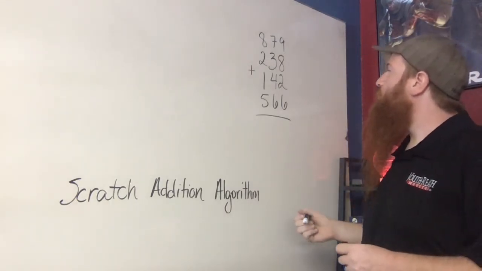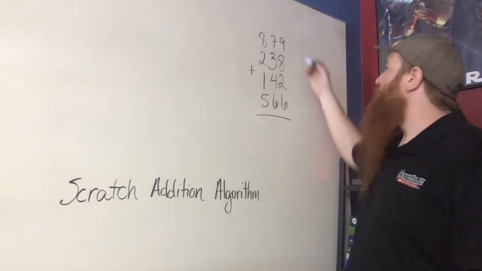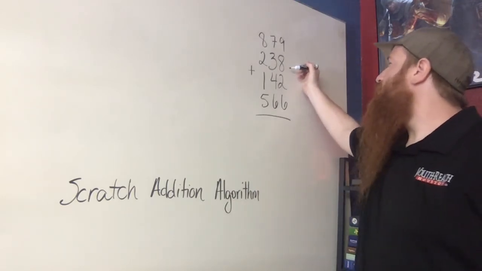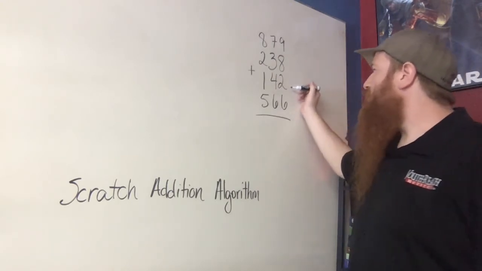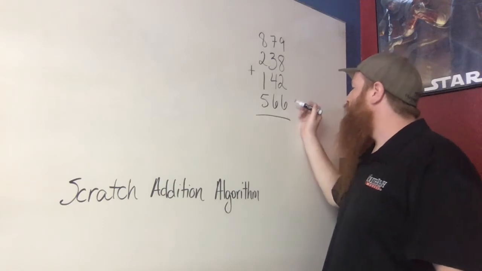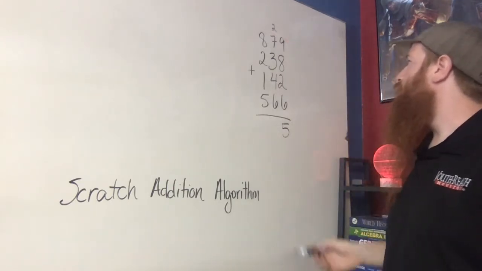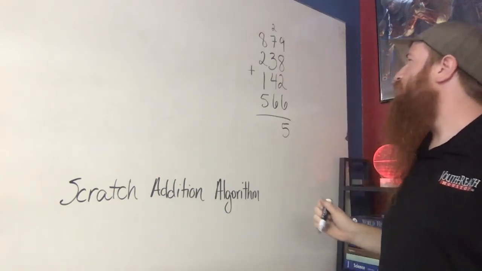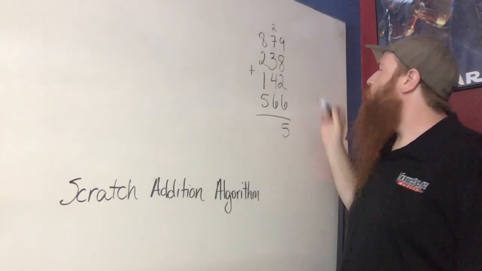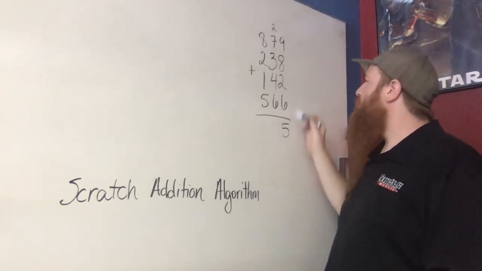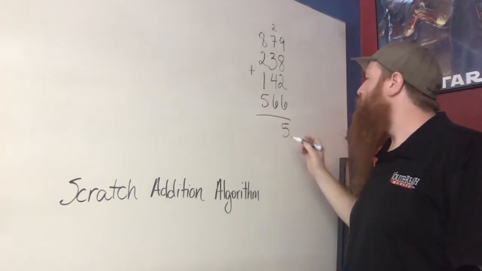Okay, so first we're just going to add the traditional way in the all the way to the right column. So we have 9 plus 8 is going to equal 17, and then we have 2, that's 19, and then we have 6, that's going to be 25. Carry the 2. Then here we have 2 plus 7 gives us 9, plus 3 gives us 12, plus 4 gives us 16, plus 6 gives us 22.